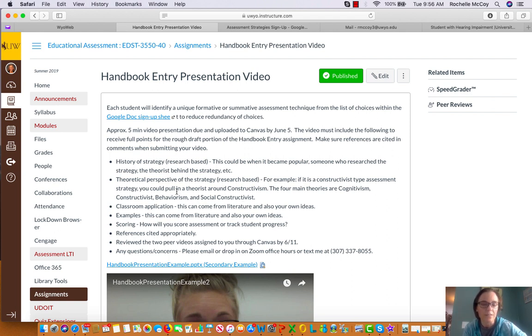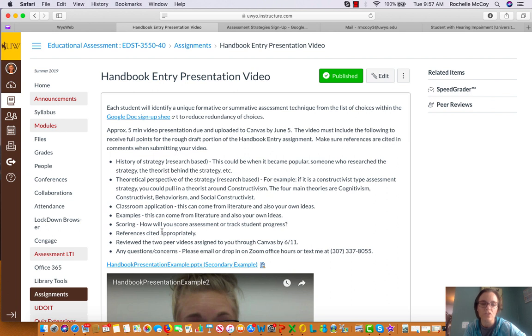Then what you're going to do is you're going to come up with classroom application. This can come from literature or also some of your own ideas, but just how would you use this in the classroom? What would it look like? And then, of course, some specific examples. Scoring, how would you score it? How would you track the progress?